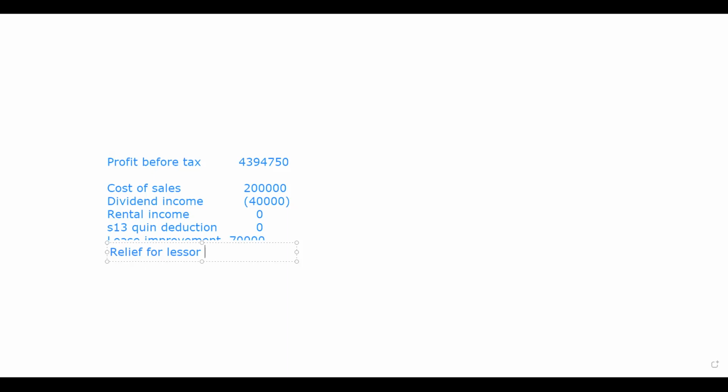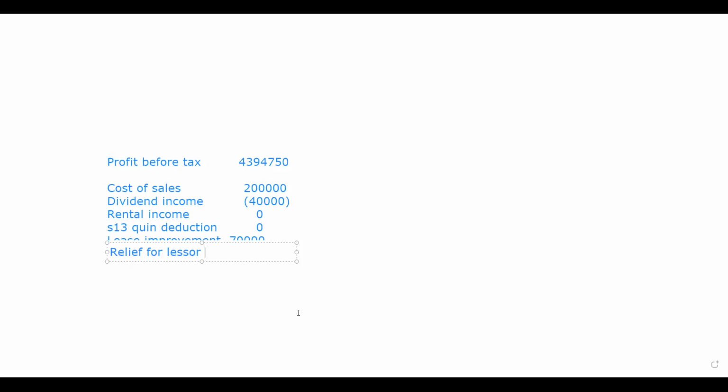Ne? And I'll give you a reason as to why they are giving a relief to a lessor. Think about it properly. Let's say you are a lessor and a lessee improves your building. As the lessor, you didn't spend anything. However, you are being taxed. You didn't receive any cash, any money, anything. However, there's this inclusion of 70,000 that you are given.